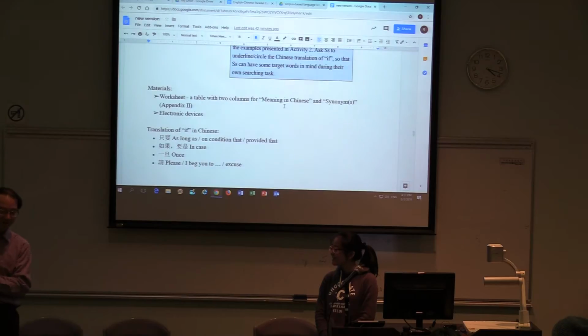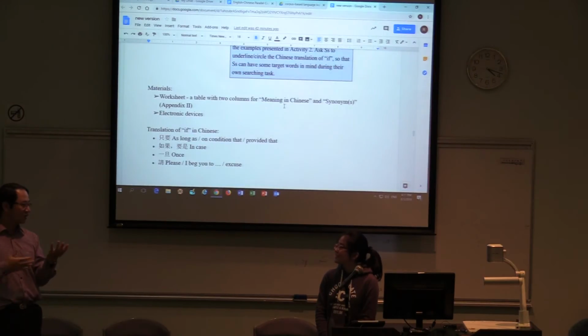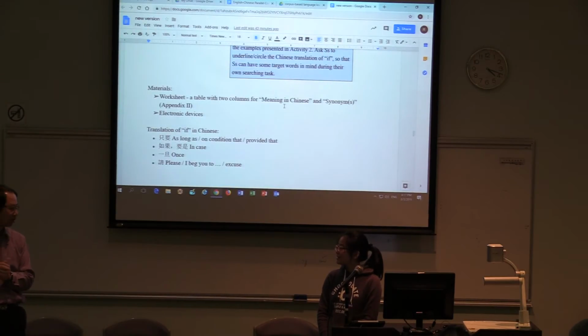So perhaps you can think about that in your lesson design. Maybe tell students to think about possibility. I give you all these conditionals. Look at the possibility. How possible is this to happen? Is it 50-50, or very unlikely but still possible, or totally impossible?